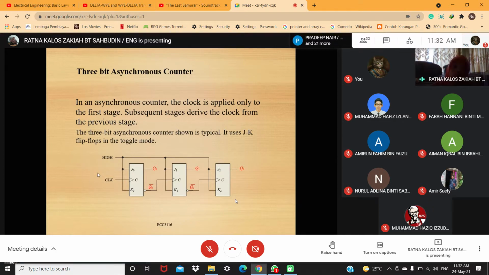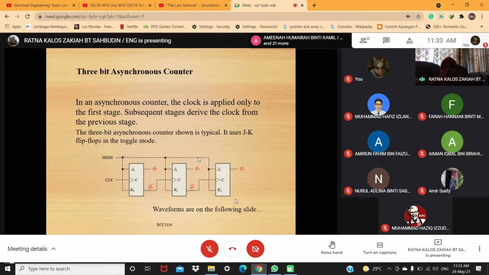So this is asynchronous. One clock is only applied to the first stage. The following stages, stage 2 and so on, the clock comes from the previous stage. For example here, the second stage clock comes from the first stage. The third stage clock comes from the second stage's Q bar. You can design it so that some of the clocks come from Q bar, and some come from Q naught only, not Q bar. It's up to you. You design it.